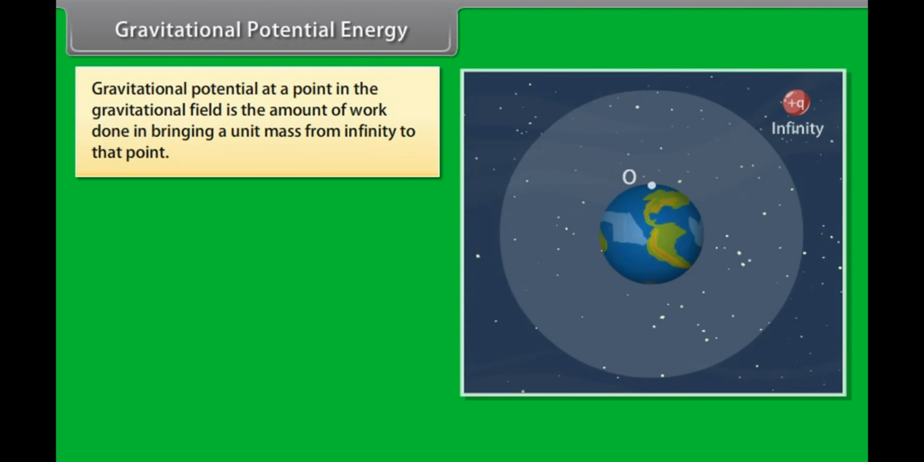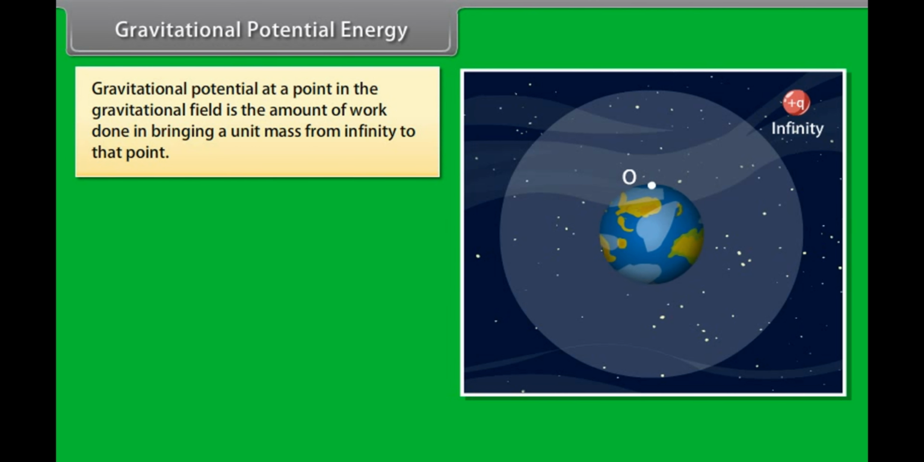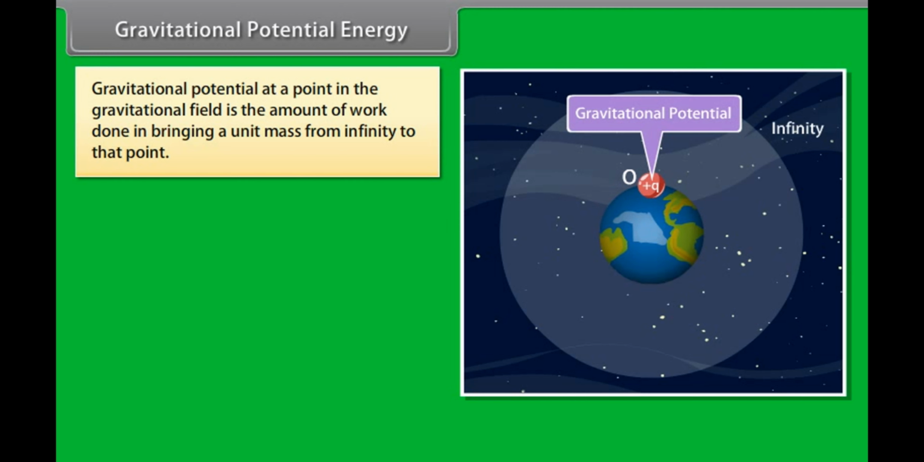Gravitational potential energy. Gravitational potential at a point in the gravitational field is the amount of work done in bringing a unit mass from infinity to that point.